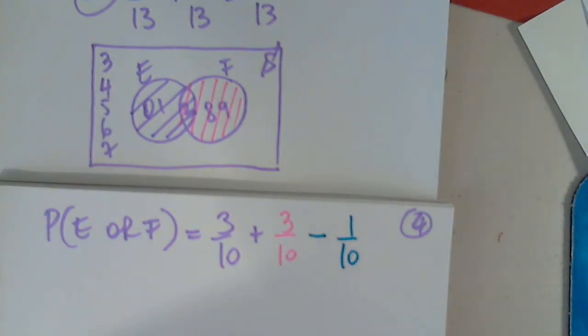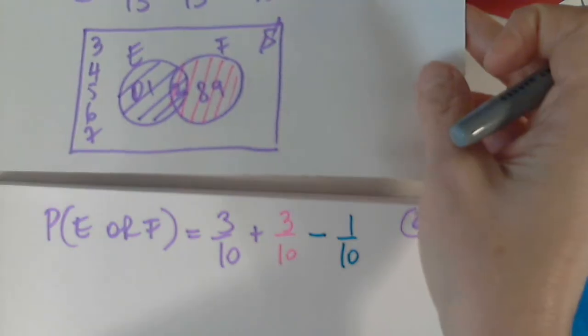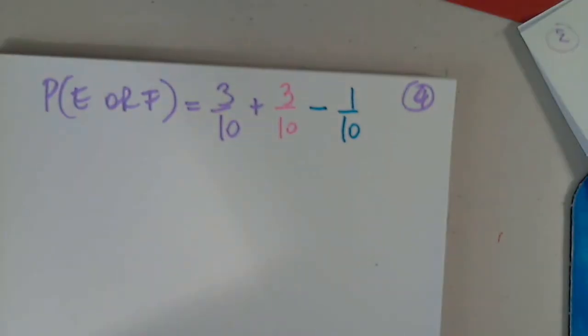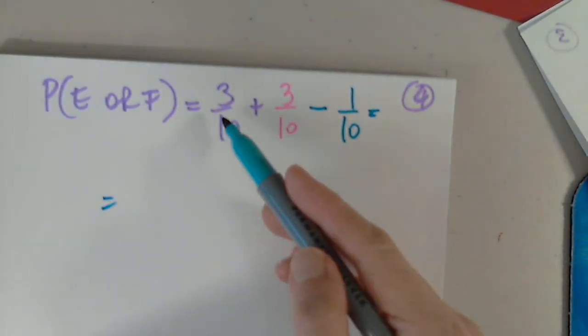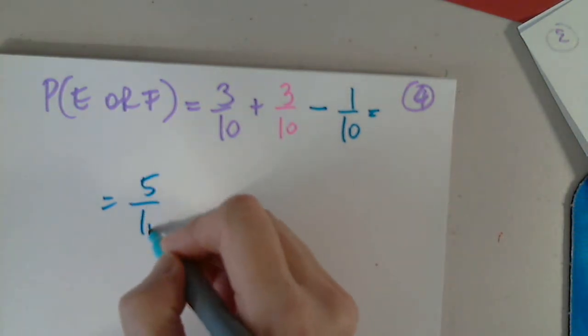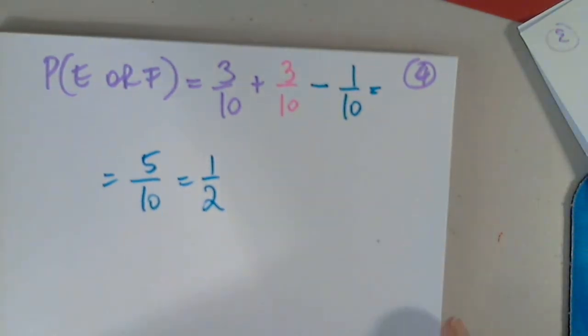So this is the probability of non-mutually exclusive events. We're going to write it after we calculate it. So it's 6 minus 1, which is 5, divided by 10, which is 1 divided by 2.